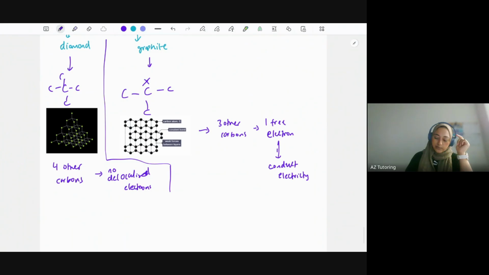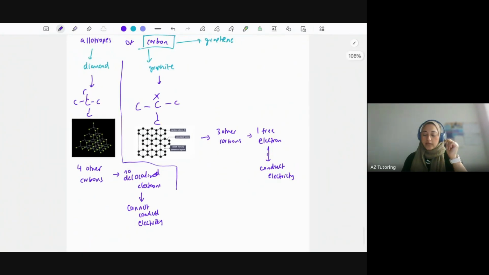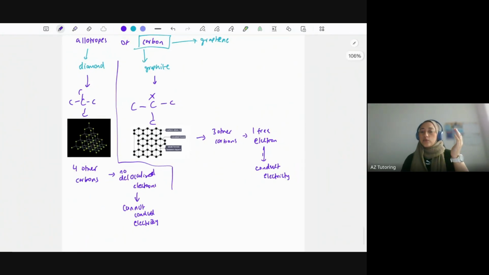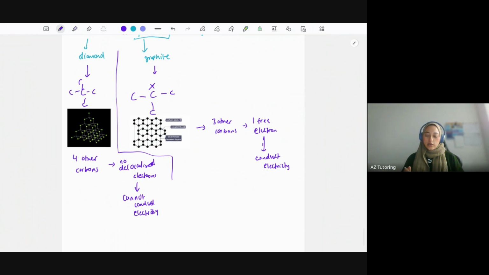However, diamond, because it has no delocalized electrons, it cannot conduct electricity. So that's the reason why, if you think of the uses of diamond, what do we use diamond for? We use it for jewelry. That's the reason why it's good for jewelry. It doesn't conduct electricity. You're not going to be wanting your rings to be giving you electric shock each time. So that's what makes it good for its use.